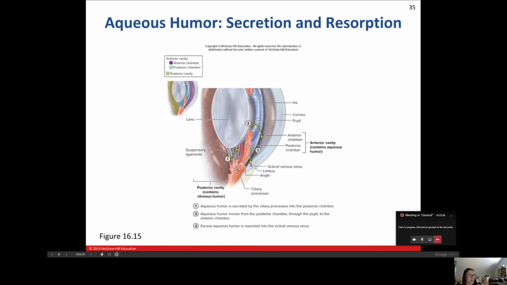So this picture here is going to show these ciliary processes in here. The aqueous humor is going to be created and excreted into the posterior chamber here, and it's going to go up through the lens into the anterior chamber. It's going to circulate and nourish things, and then it's going to be recycled at the scleral venous sinus.